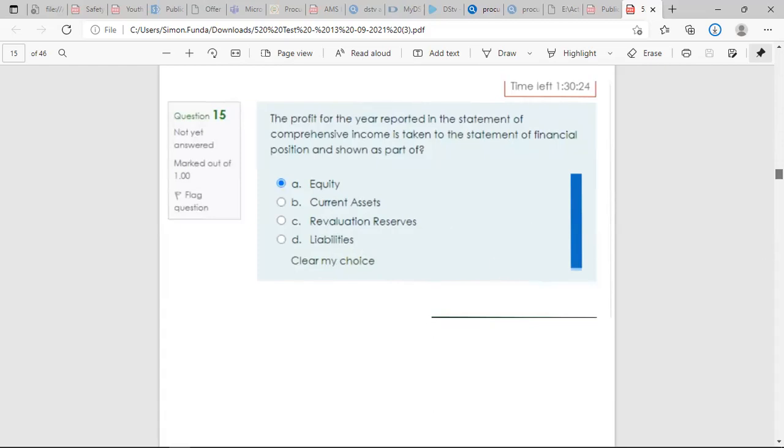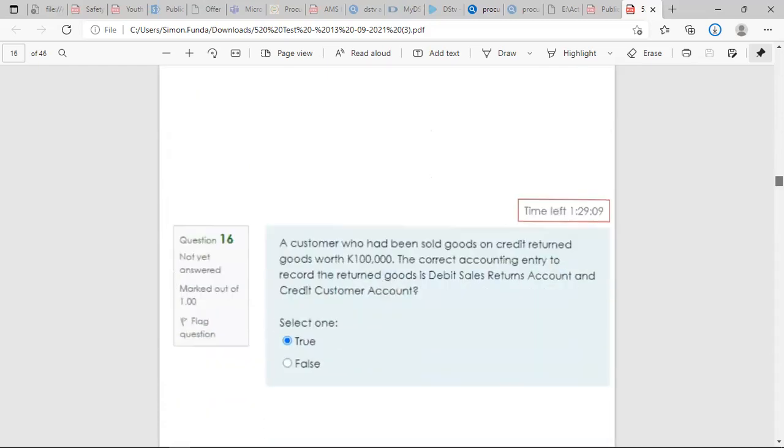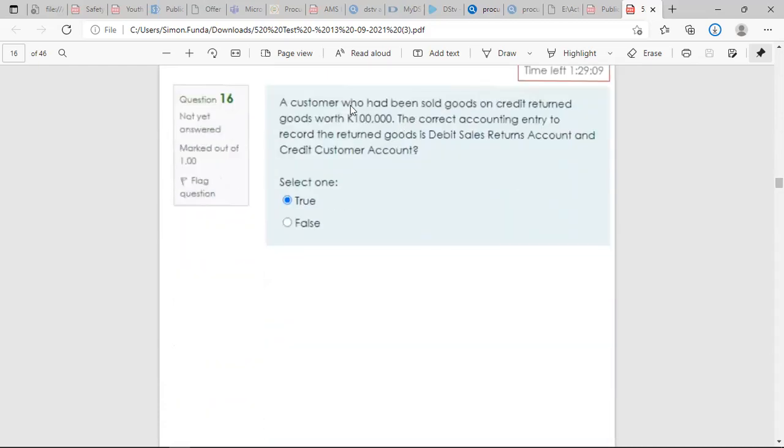Okay, then we go to the next question. A customer who had been sold goods on credit returned goods worth 100,000. The correct accounting entry to record the returned goods is debit sales returns account and credit customer account. Okay, so the answer is 2.